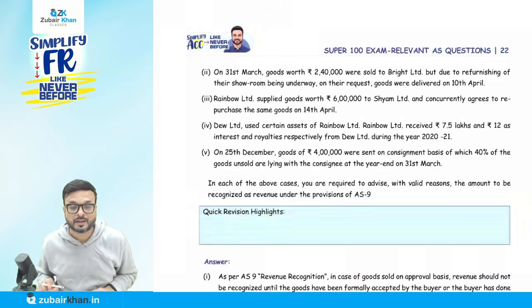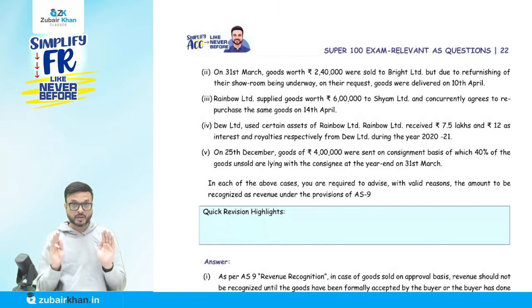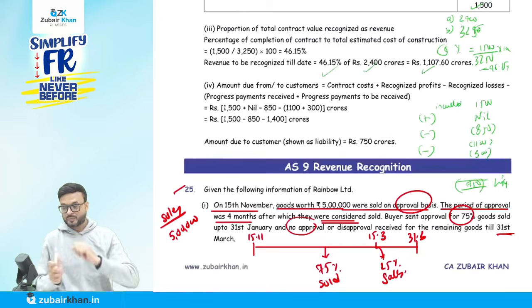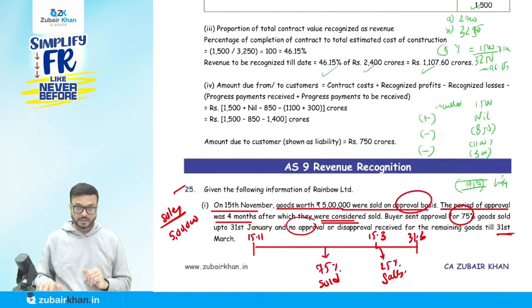Sales. What happened? The complete amount of rupees 5 lakh will be recorded as what? Sales. Now I'm coming to the next point.